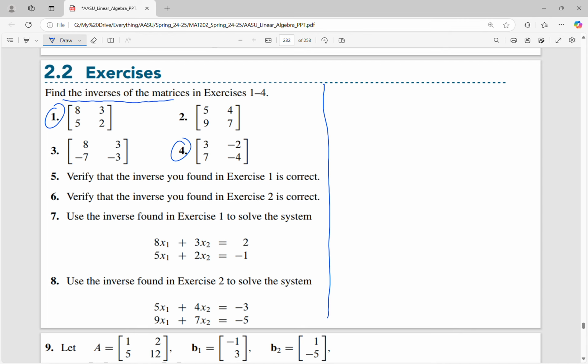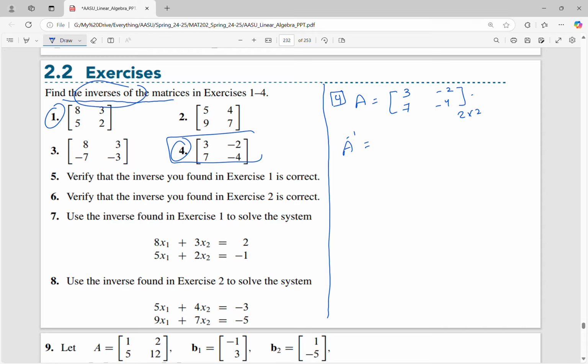So we are given some matrices. For example this one, so number 4. I have a matrix A that is equal to 3 minus 2, 7 minus 4, and the question asks about the inverse of the matrix. Now this is a 2 by 2 matrix.